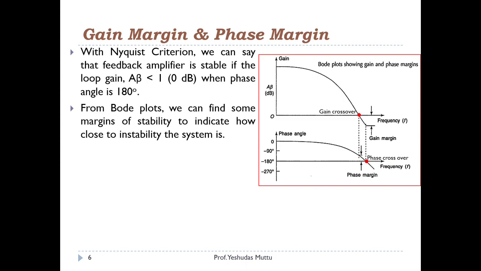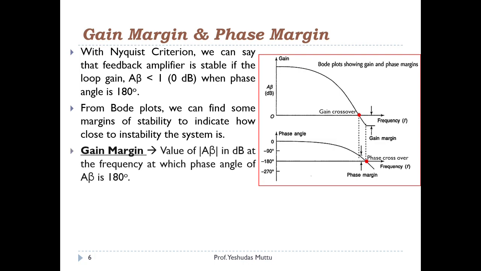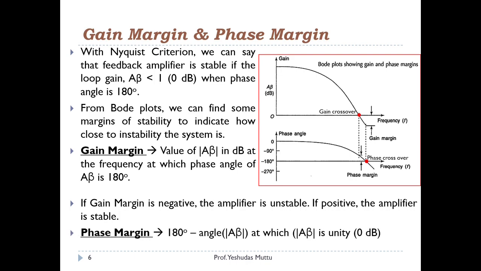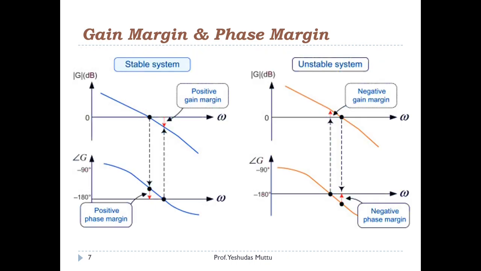So how does it decide on the stability? If at all gain margin is positive, I would say that the amplifier is stable. If it is negative, then the amplifier is unstable. Similarly, it goes with phase margin also. I hope this is clear to you all. This is what I was just telling you all, stable system and unstable system. If I get positive gain margin, positive phase margin, I say the system is stable.